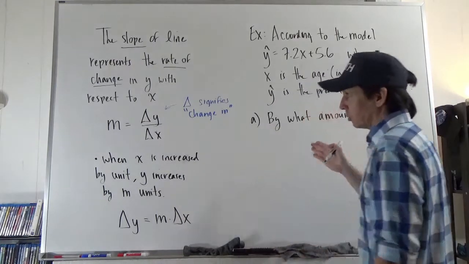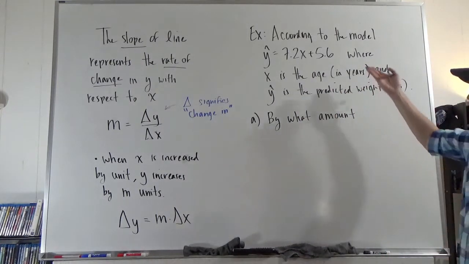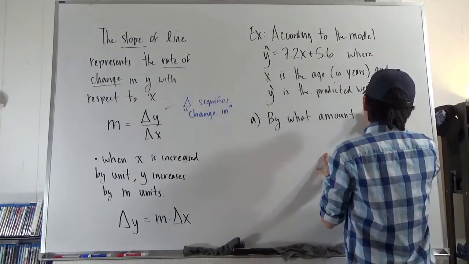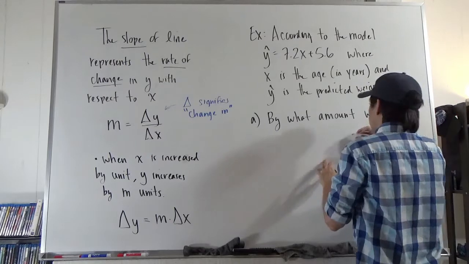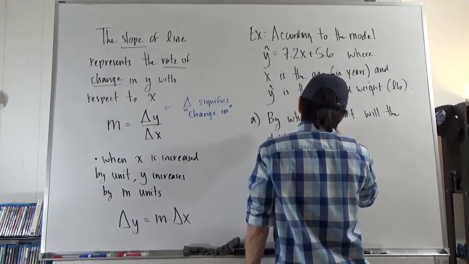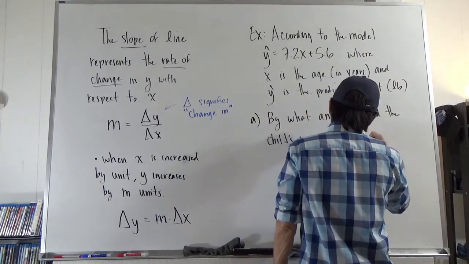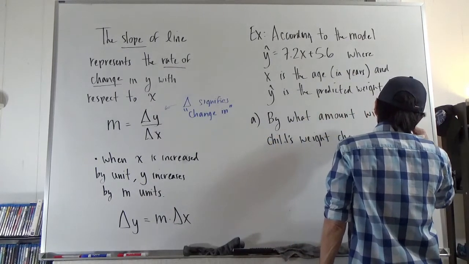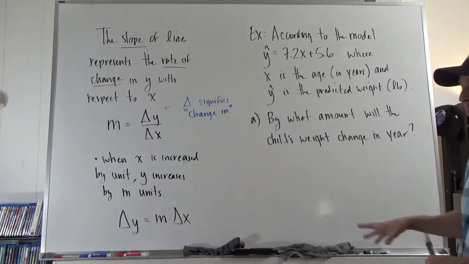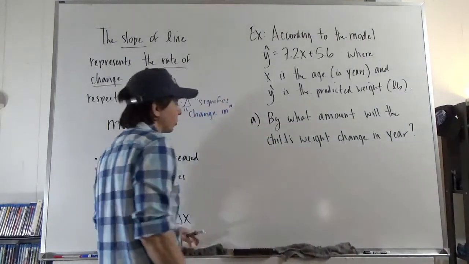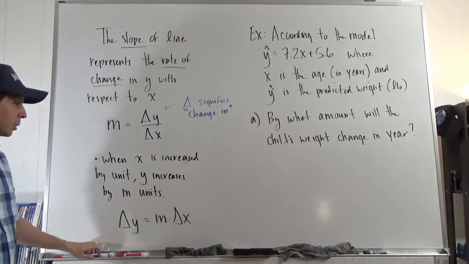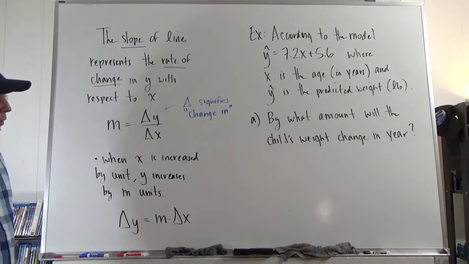And this is according to the model, not the actual data that we gathered on the kid, purely based on this model. By what amount, according to the model, will the child's weight change each year? Okay, so we're going to talk about that. It's not something I expect you to know now, although it is an answer you can just grab off the equation right away, and specifically it's a slope, but we'll get to it. I want to discuss it in more detail. I want you to understand it.